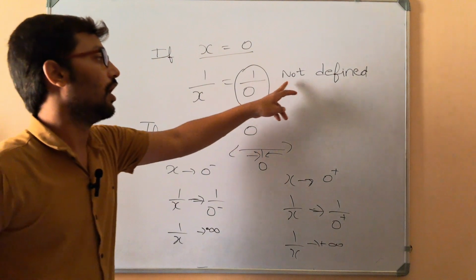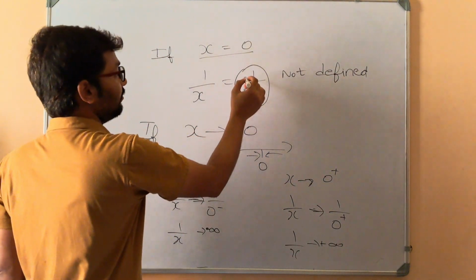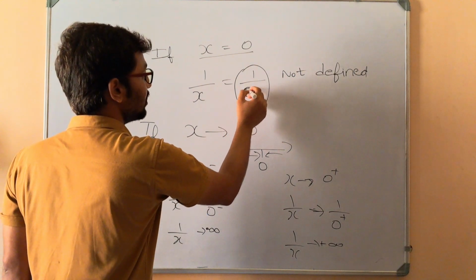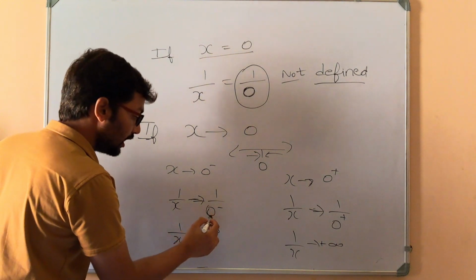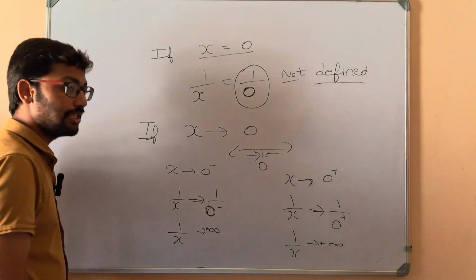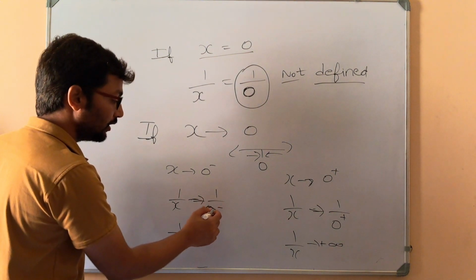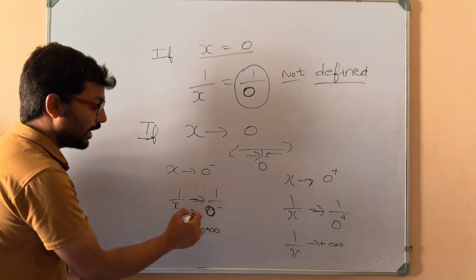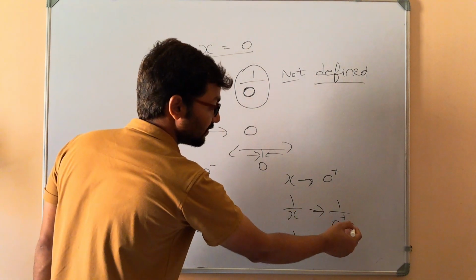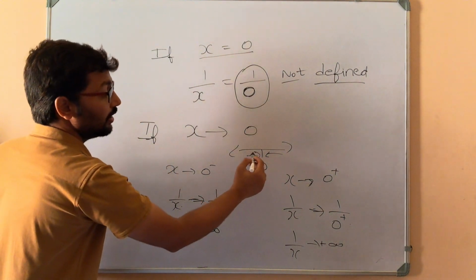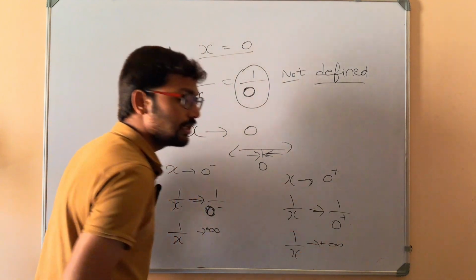That is how we get not defined and infinity, friends. If x is exactly 0, 1 by 0 is not defined. If x is nearly equal to 0, tending to 0, then 1 by x will be infinity. From the right side we get plus infinity, from the left side we get minus infinity.